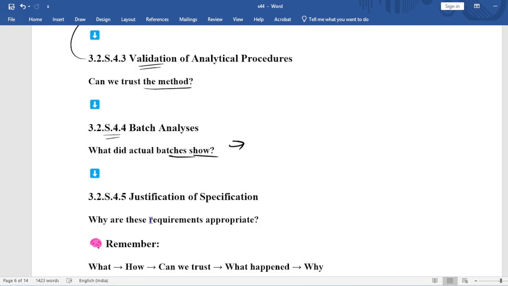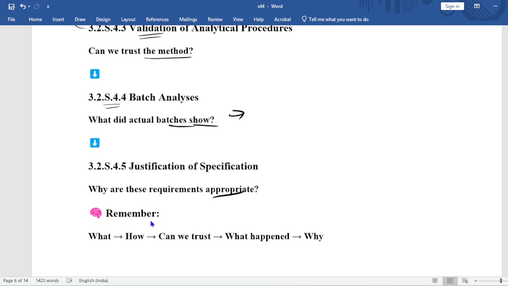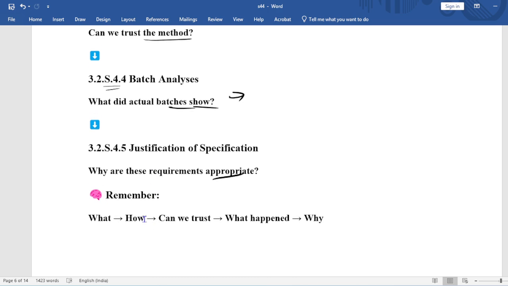Then we have 3.2.S.4.5, which we'll discuss in the upcoming session. It is going to answer why these requirements are appropriate. So remember the sequence: what, how, can we trust the method which was developed, what happened, meaning the actual batch data, and why, that is the justification of specification.